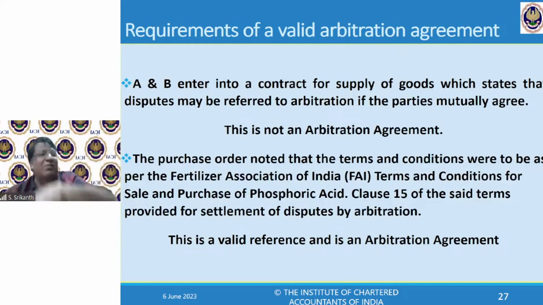Then only arbitration agreement. This clause is not an arbitration agreement. The purchase order noted that the terms and conditions, see, that's what I said. Sometimes in the purchase order also you can put an arbitration clause. Nothing wrong. See, these are all commercial documents. Contract does not necessarily have to be in one format. Anyway, the purchase order itself is an offer, acceptance, contract. So a purchase order can contain an arbitration clause.